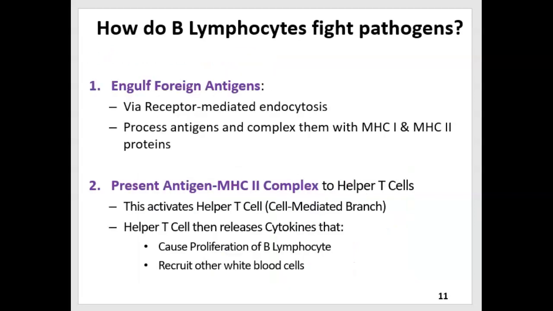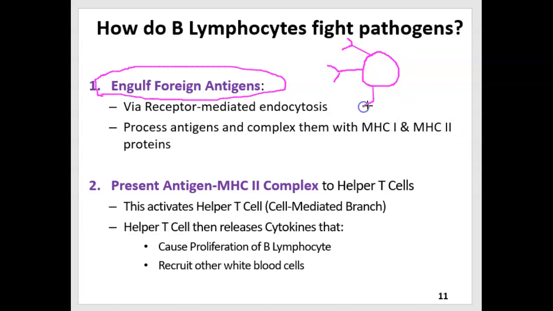Okay, let's look at how B lymphocytes fight pathogens. It turns out that B lymphocytes are kind of like phagocytes. They can engulf foreign antigens. And they do that because the B lymphocyte, not a plasma cell, has antibodies on its surface. Those antibodies are like receptors. And so receptor-mediated endocytosis can happen, which just means engulfing the entire antigen-antibody complex.